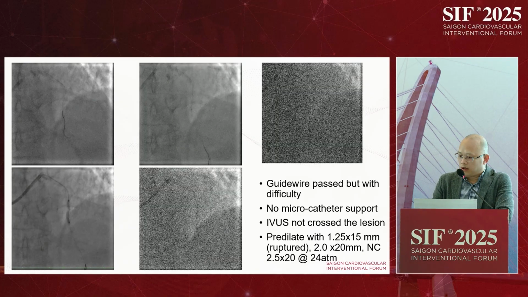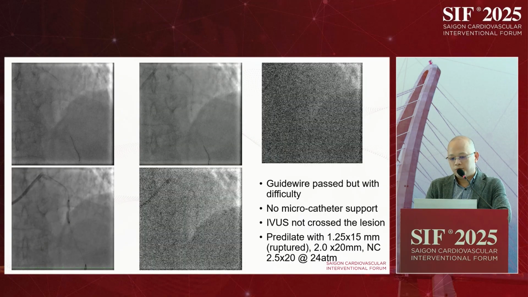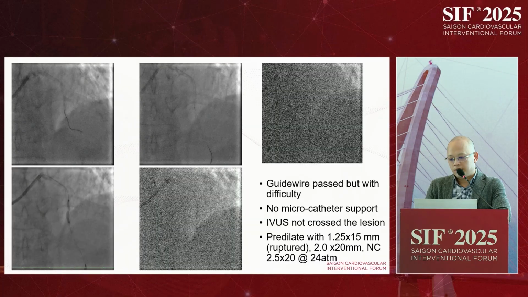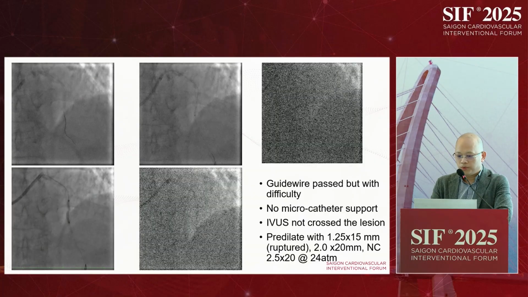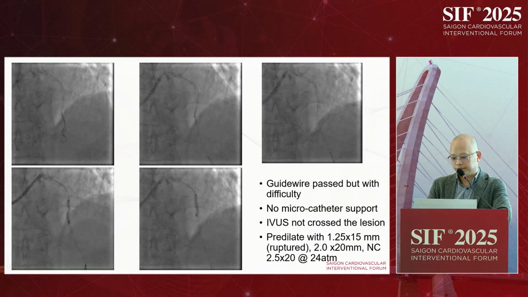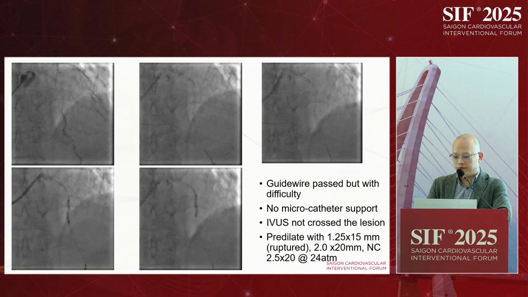So fortunately, we did follow the panelists' ideas. We chose the small balloon, which was 1.25 by 15, but we used two balloons because the first one ruptured, and for the second one we upgraded the size of the balloon to 2.0 by 20. The first attempt was not well expanded, but with the second one we see that the 2.0 by 20 balloon is fully expanded, which was clamped at 24 atmospheres.